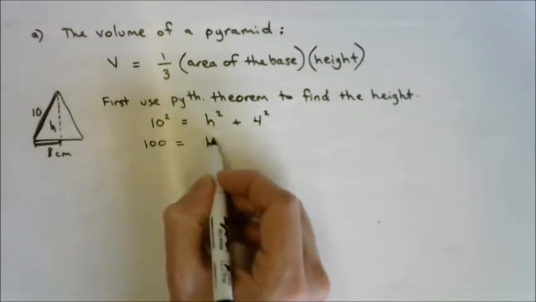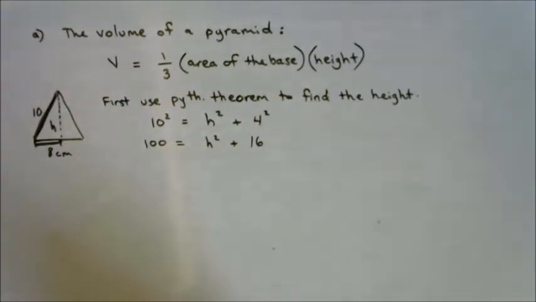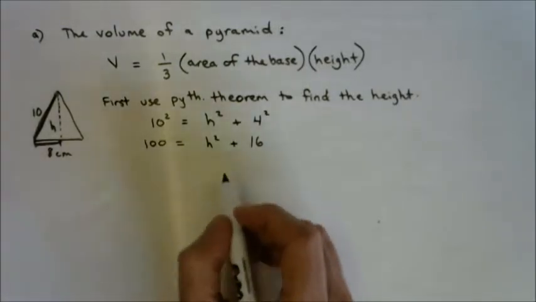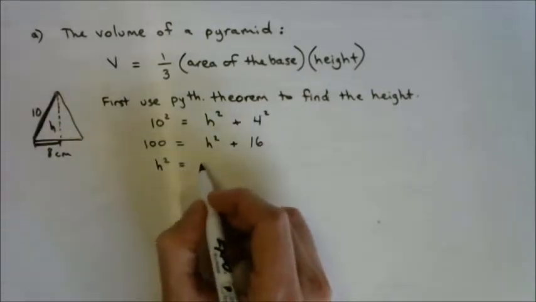100. We don't know h squared. What's 4 squared? 16. Sammy, how do I isolate h? You have to minus 16 from the right side, and minus it on the left side. Excellent. I'm going to take 16 away from both sides. That's going to leave me with h squared equals 100 minus 16, anyone?